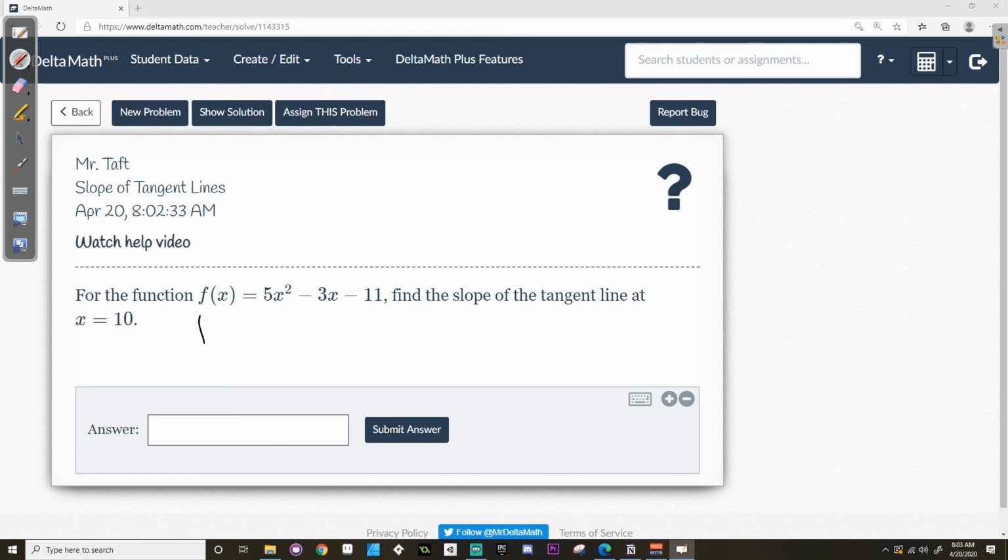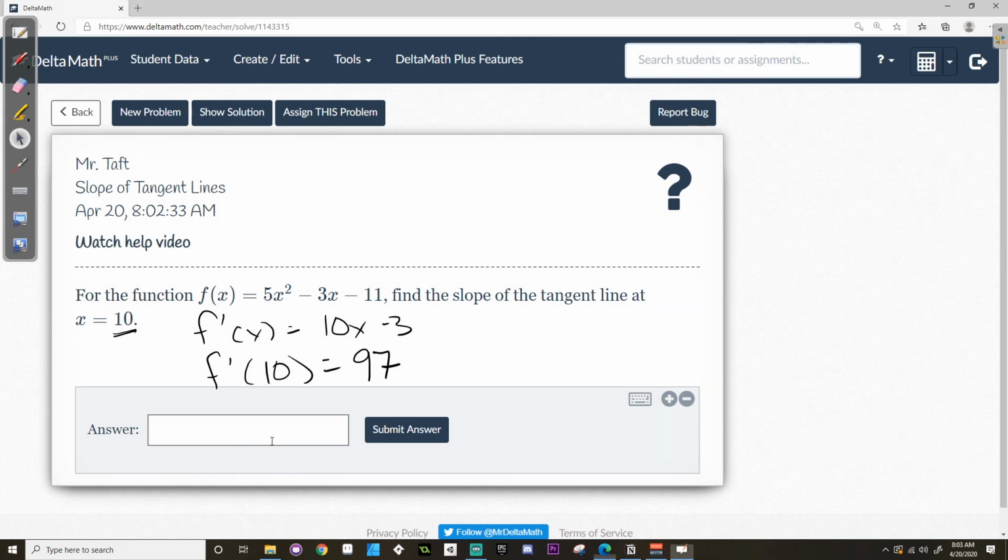So first find the derivative. So f prime of x, in this case, is 10x minus 3. And then evaluate the derivative, f prime, at the x value you're being asked to evaluate. So that would be 100 minus 3, which is 97. So that means the slope of a line tangent at x equals 10 is 97.